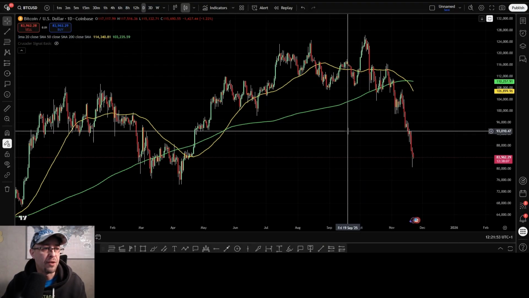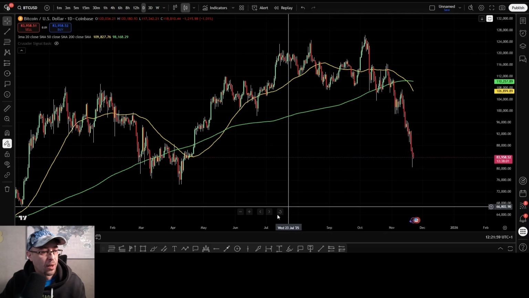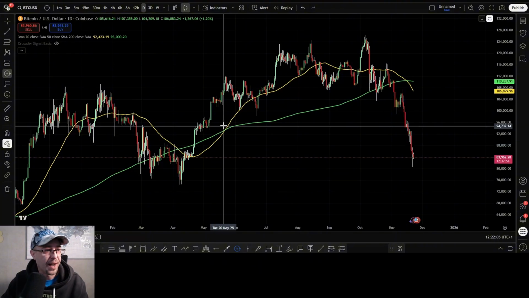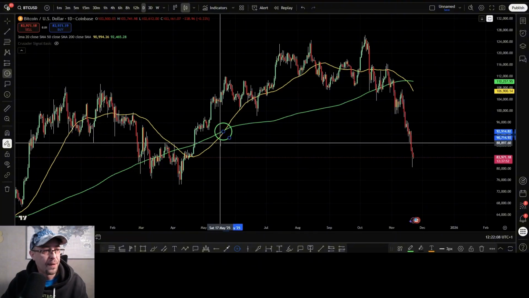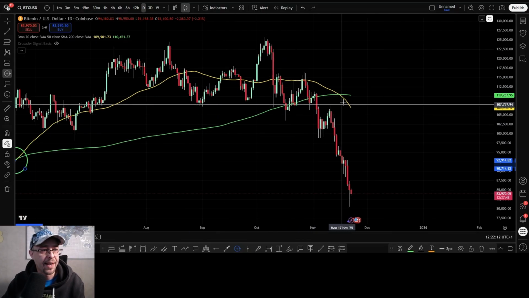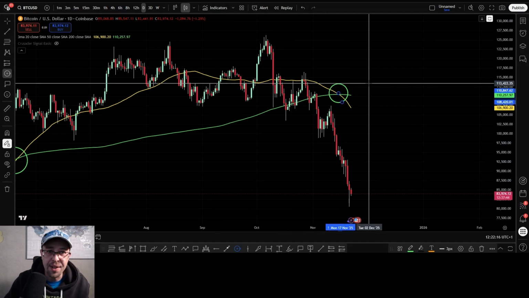So we're left with the 200 and the 50. What is a death cross? What is a golden cross? We'll start with a golden cross. This is a golden cross. When the 50 period yellow moving average moves above the 200 moving average and price action's above, that's strong, that's bullish. What is a death cross? Unfortunately, it's just happened here. When the 50 moves underneath the green, that is a death cross.